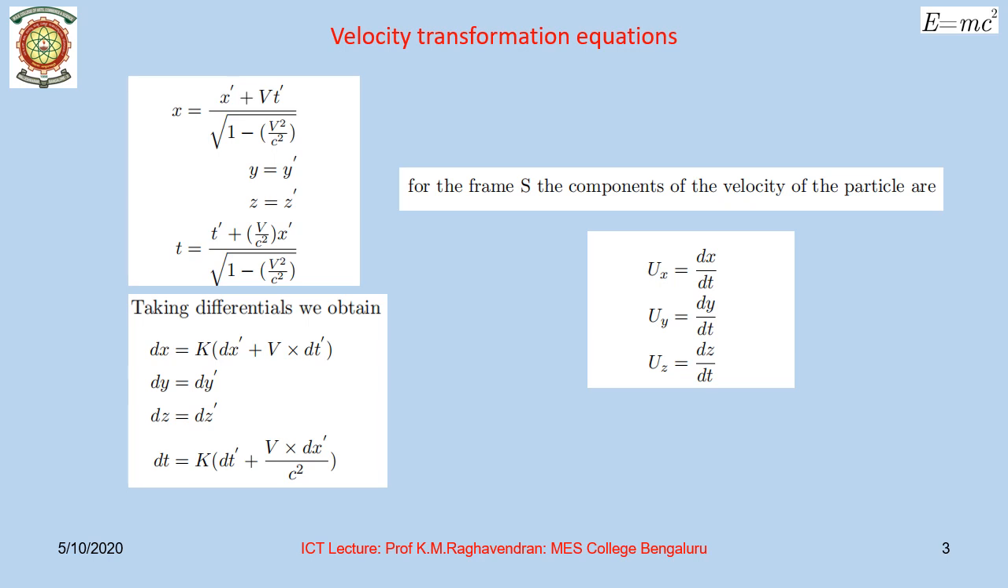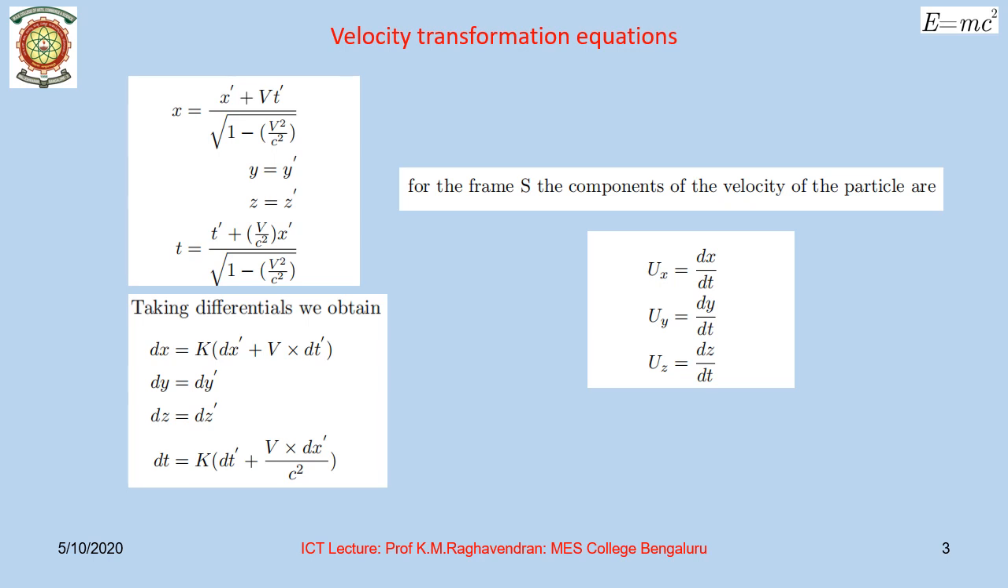So from the inverse Lorentz transformation, we have x = (x' + vt') / √(1 − v²/c²), y = y', z = z', and t = (t' + (v/c²)x') / √(1 − v²/c²).